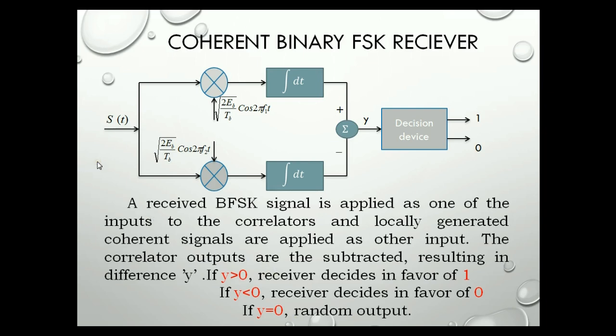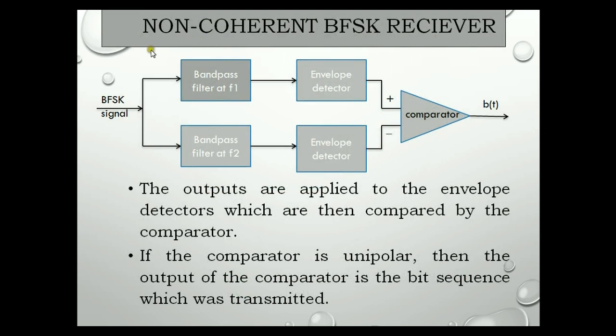The same FSK signal can also be detected using a non-coherent receiver. The diagram shows a non-coherent receiver. The received signal is applied to a bandpass filter with cutoff frequency equal to f1 and a bandpass filter with cutoff frequency equal to f2.